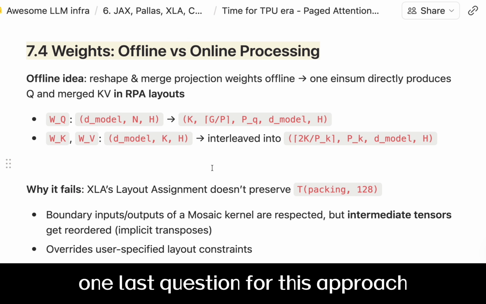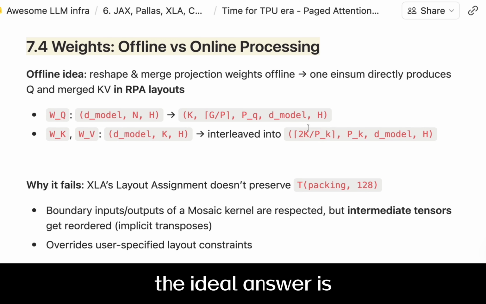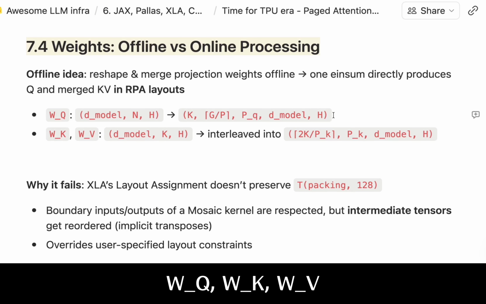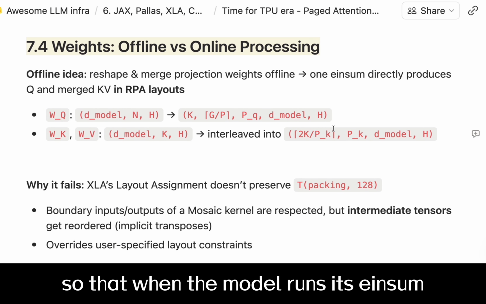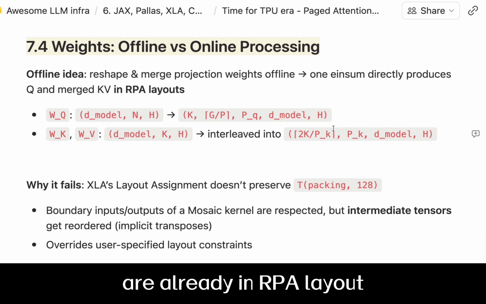One last question for this approach. Who produces these custom RPA layouts? The ideal answer is to process them offline. We pre-shuffle the projection weights WQ, WK, WV ahead of time, so that when the model runs its einsum, the Q and the merged KV that come out are already in RPA layout.